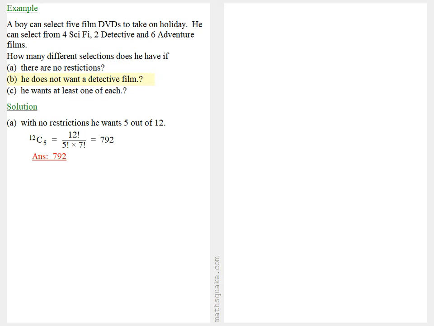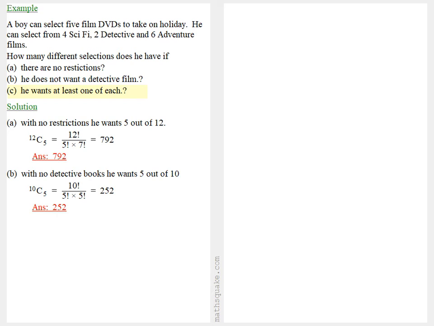In part B, he does not want to take a detective film. With no detective films, he wants 5 out of 10. So that is 10C5, which is 10 factorial over 5 factorial times 5 factorial. But if we type in 10C5 in the calculator, we get 252. So there are 252 possible selections that he can choose.